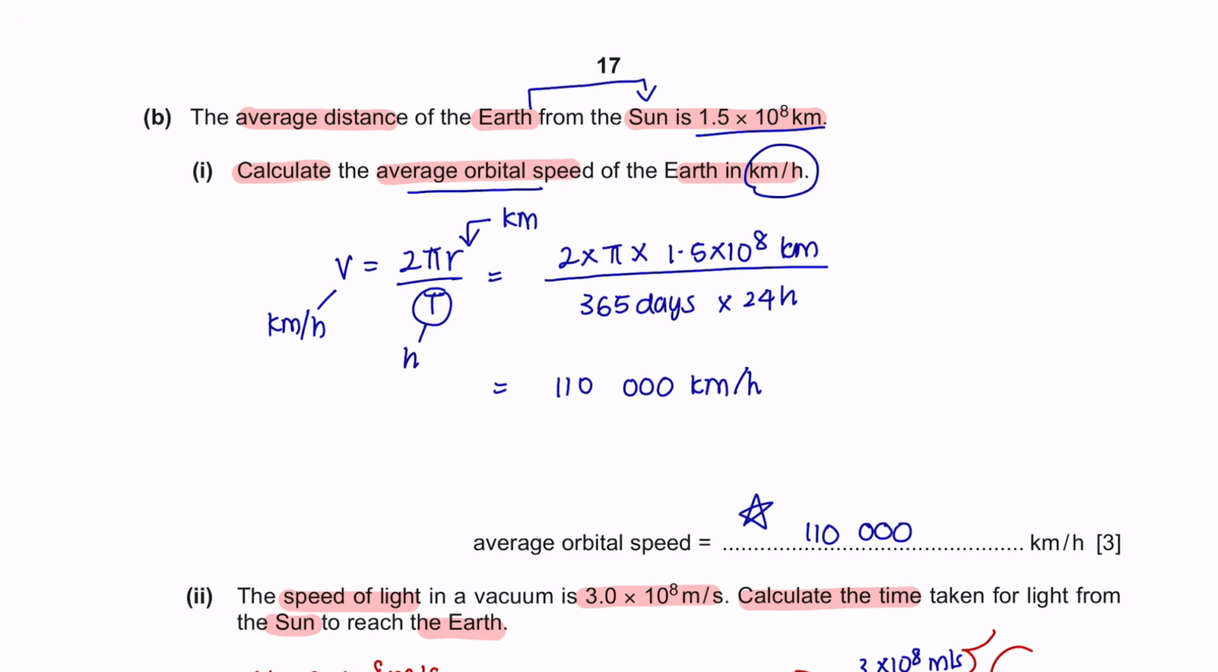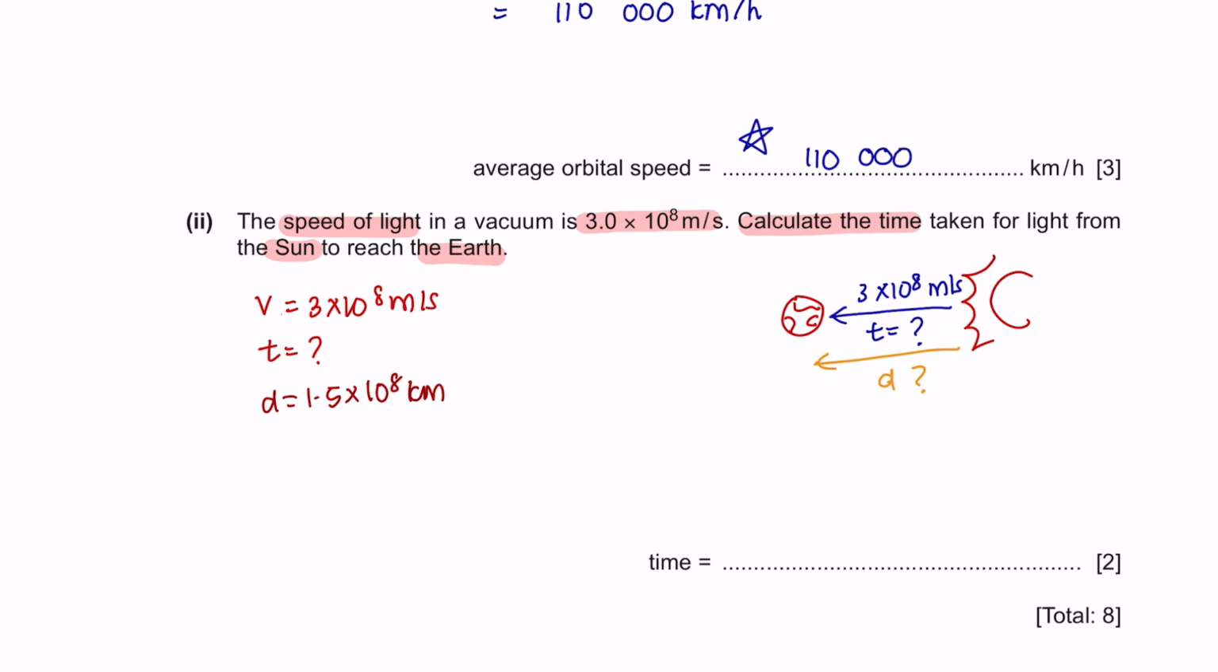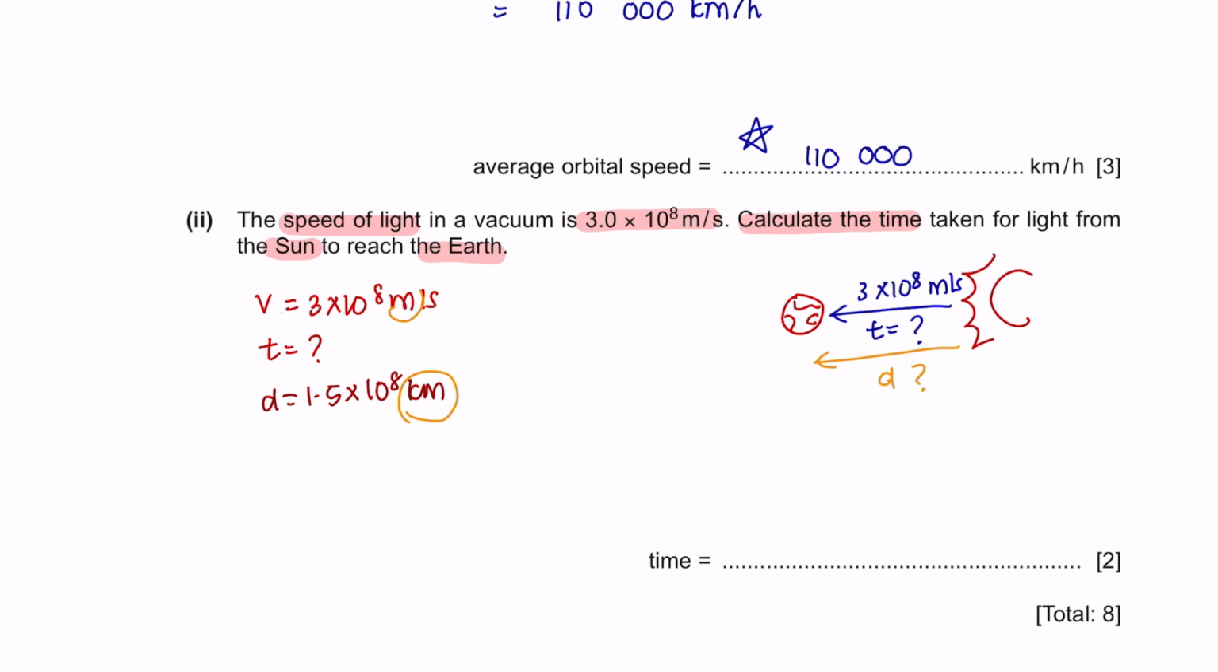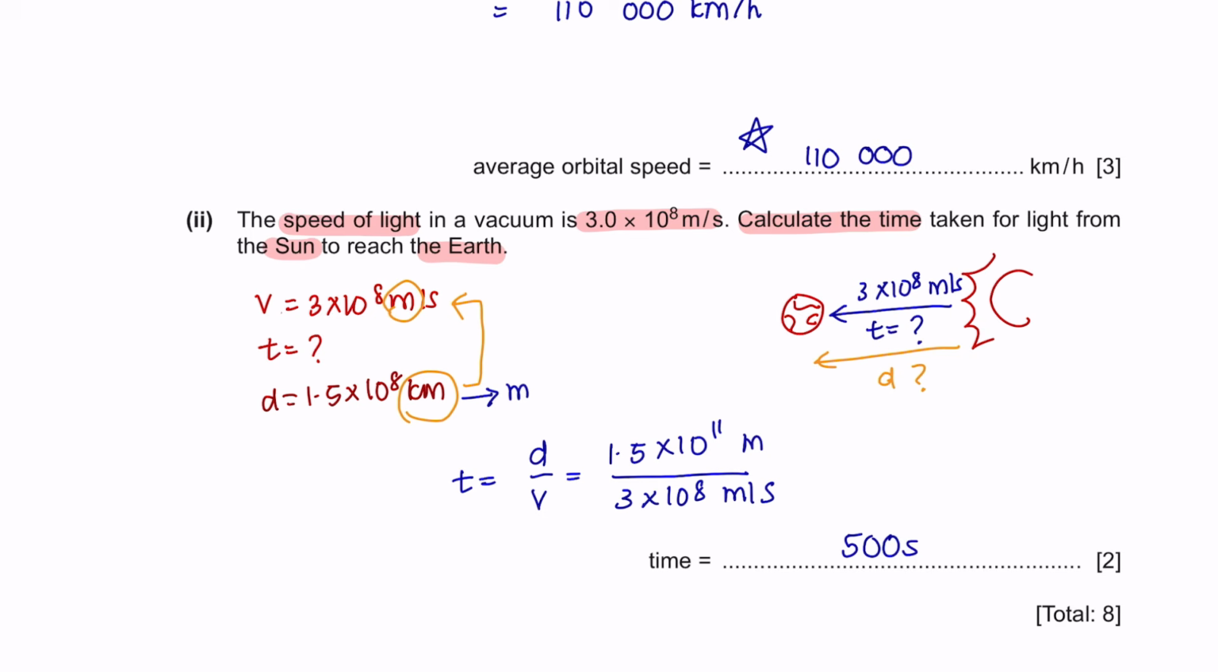We are already being given the distance here, which is 1.5 times 10 to the power of 8 kilometers. Just pay attention here that there is a unit conversion that has to be done, which is from kilometers to meters. So to find the time, we're going to use the formula of speed equals distance over time. Rearranging this, we will get time equals distance over velocity. Distance converted into meters would be 1.5 times 10 to the power of 11 meters over the velocity, which is the speed of light, 3 times 10 to the power of 8 meters per second. You will get approximately 500 seconds as the time.